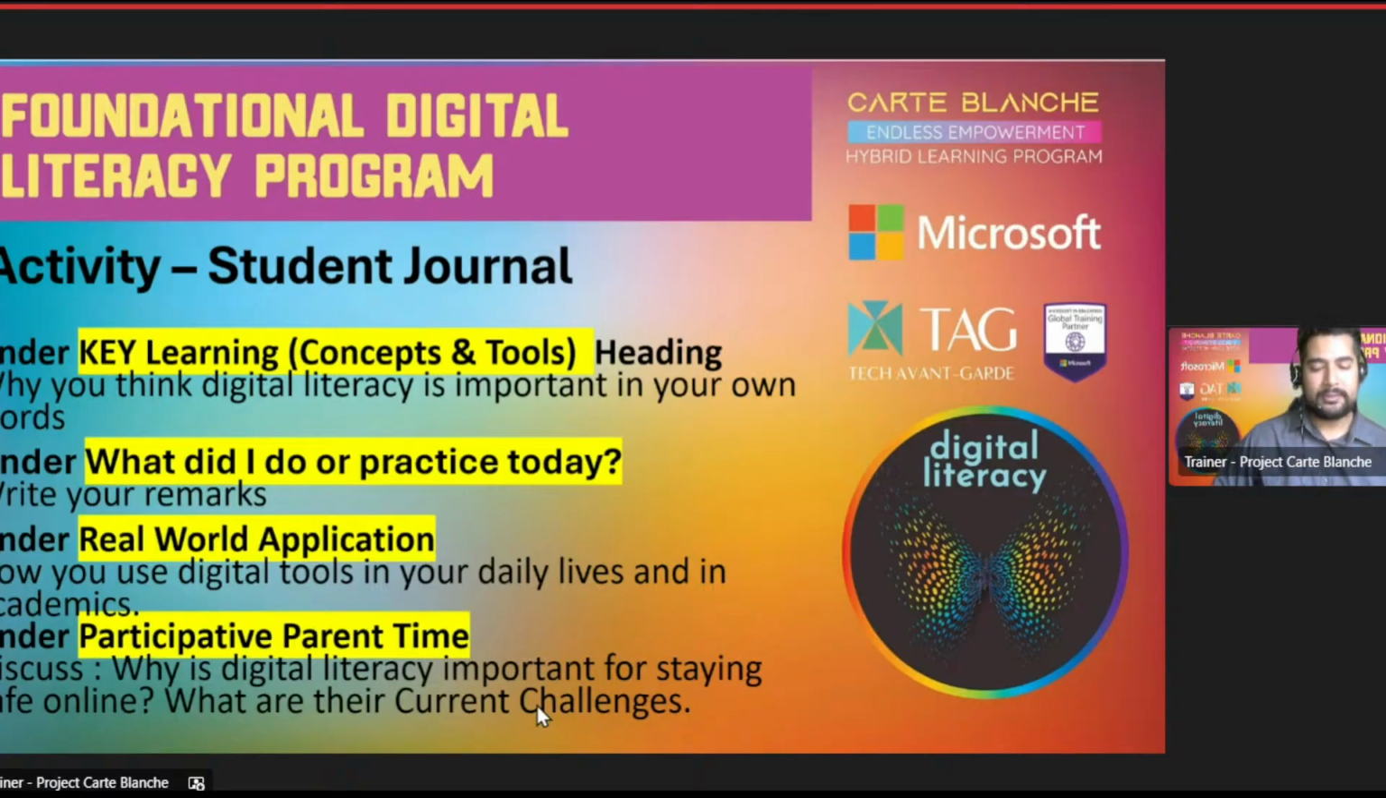You can write in your notebook the key concepts you have learned today and the real-world examples I have explained today. You can involve your parents to discuss why digital literacy is important for you, right? Discuss with your parents, and they can tell you the current challenges they are facing today. Maybe they feel a little afraid of doing online transactions, or of the way people are getting viral on the internet and wrongly posting. You can write all those things in today's chapter notebook.